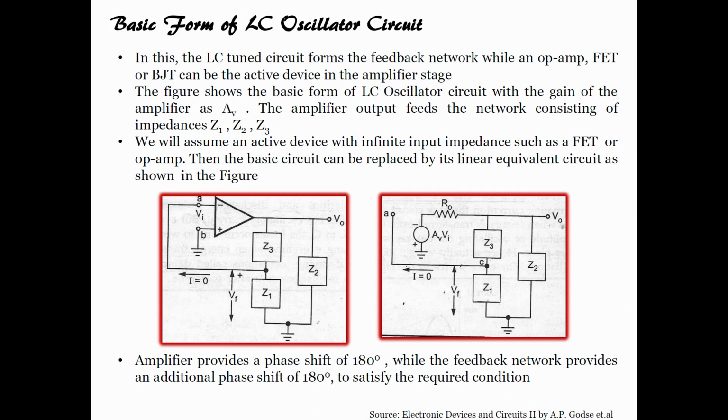The figure shows, on the left side, the form of an LC oscillator with gain of amplifier AV. The amplifier output feeds the network consisting of impedances Z1, Z2 and Z3. We will assume an active device with infinite input impedance such as a FET or Opamp, then the basic circuit can be replaced by a linear equivalent circuit. If I want to replace this by a linear equivalent circuit, I can draw it like this.